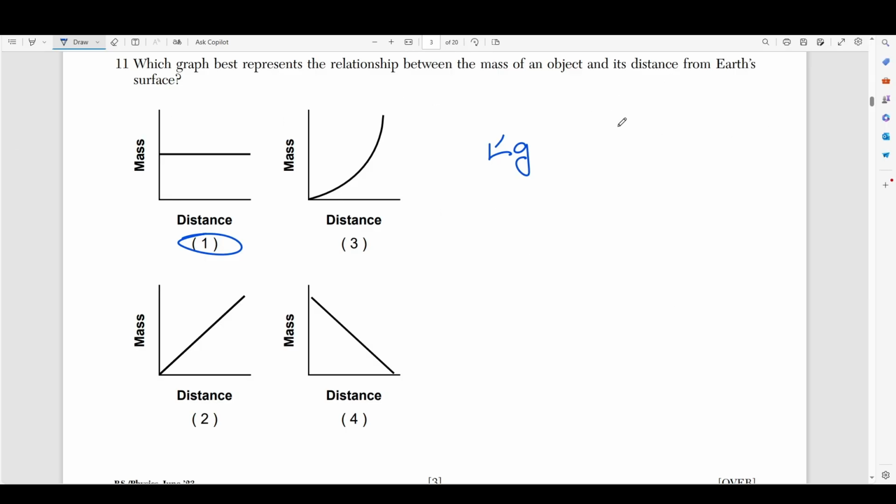Your weight is going to change from planet to planet and with your distance from Earth, but your mass is always going to be the same, right? People in orbit experience weightlessness. They don't experience masslessness. They still have mass, but they have no weight because there's no gravity in space, right? But mass always stays the same because mass is always conserved.